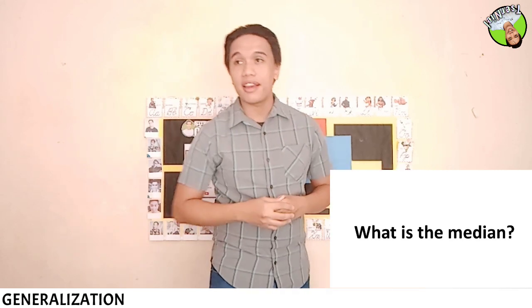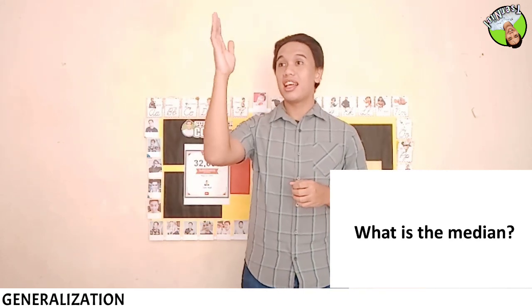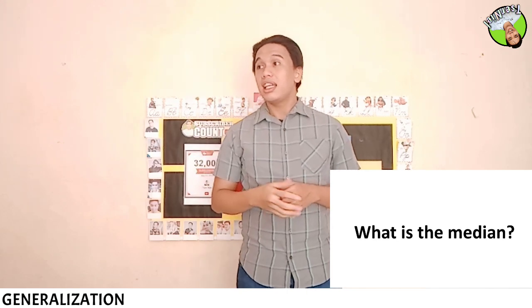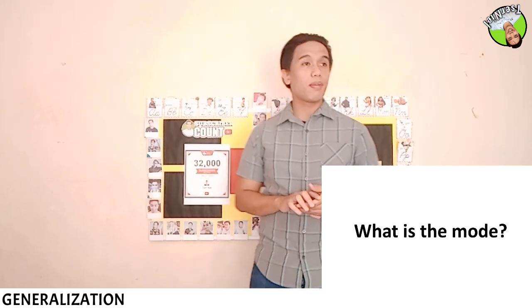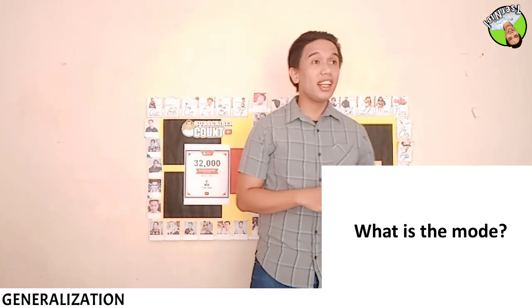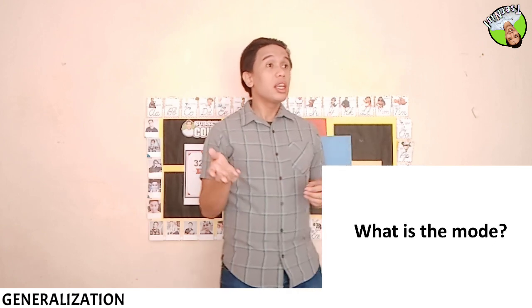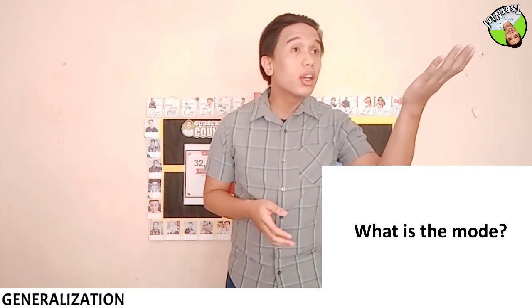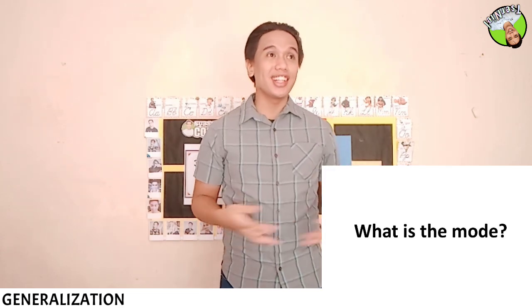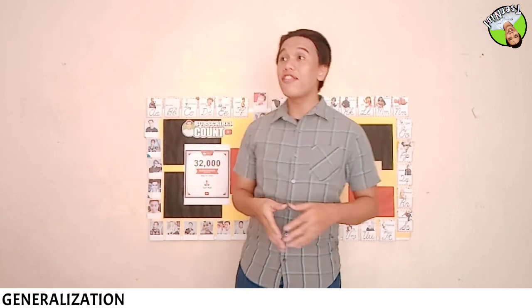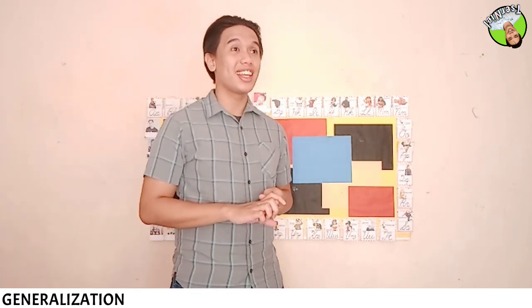What is the median? Yes. It is the middle number in the set. What is the mode? Yes, Janelle. The mode is the most frequently occurring score in ungrouped data. Very good. Now, what should we do before we identify the mean, the median, and the mode? We have to arrange the numbers. Exactly. In what order? In an ascending order.